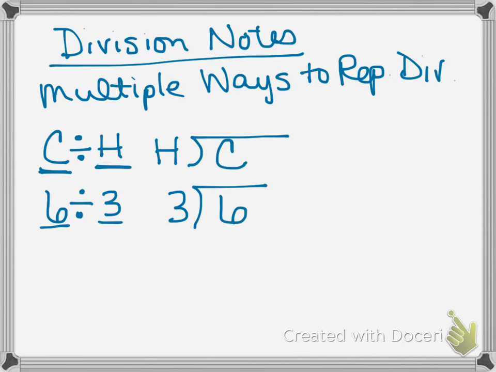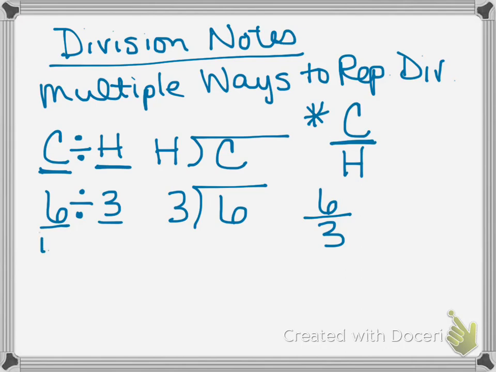The last way that we did in our notes the other day for division is with a fraction bar. And this is going to be the way you see it most often this year and in middle school. And the cowboy in the Old West rides on top of the horse. So with the 6 and the 3, it would look like that.